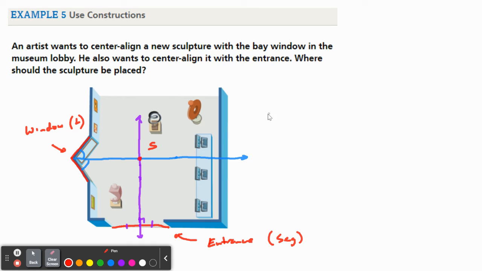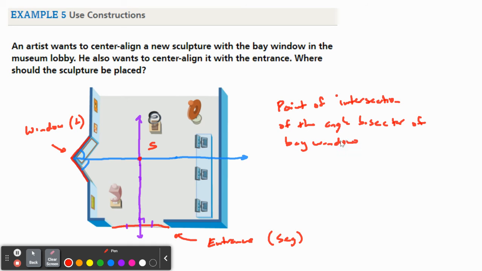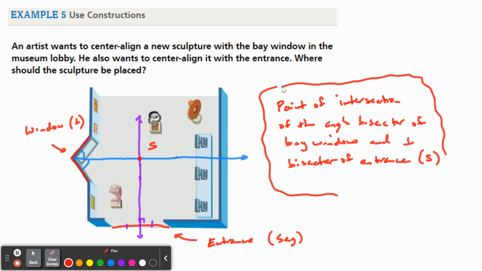So again, I will write that in words. So we need to find the point of intersection of the angle bisector of the bay window and perpendicular bisector of the entrance. And there you go. And I'll put in parentheses, that's our point S. And that's where the sculpture should go.